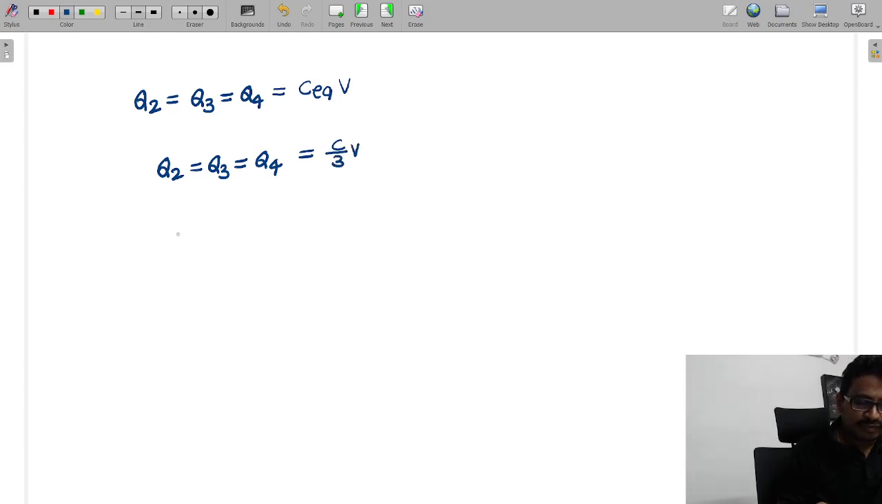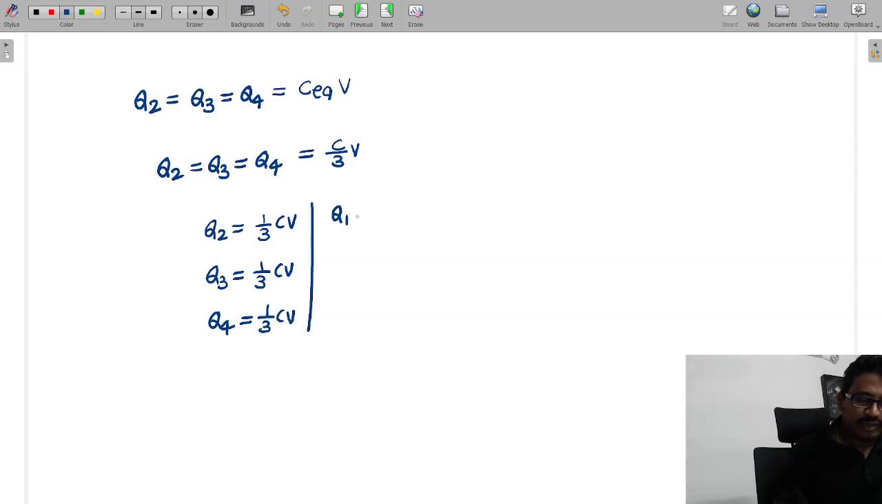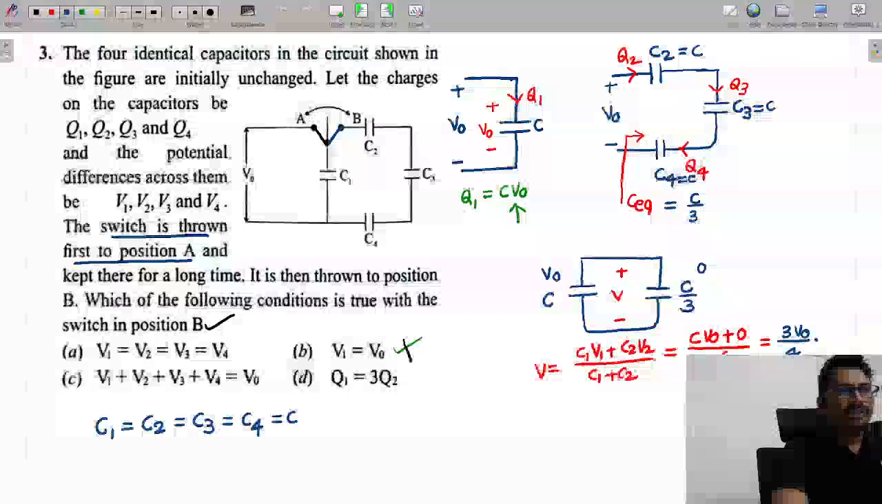So this means what we can say here, look at now here, Q2 value is what? That is 1 by 3 into C into V. Q3 value, this is 1 by 3 into C into V. And Q4 is what? 1 by 3 into C into V. And what is the Q1 value we got? When the switch is at position 1, you can see now here, so Q1 value we got it now here.